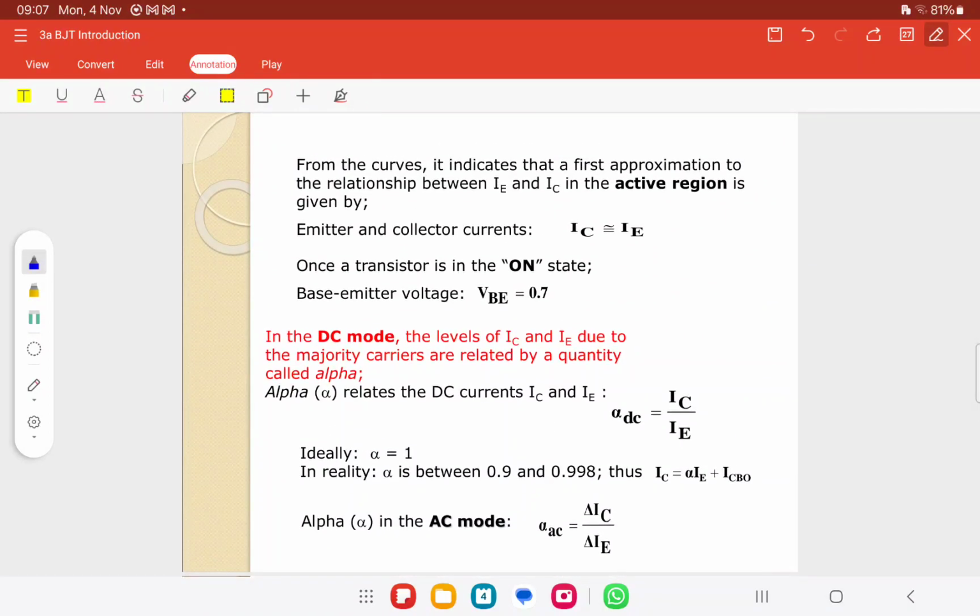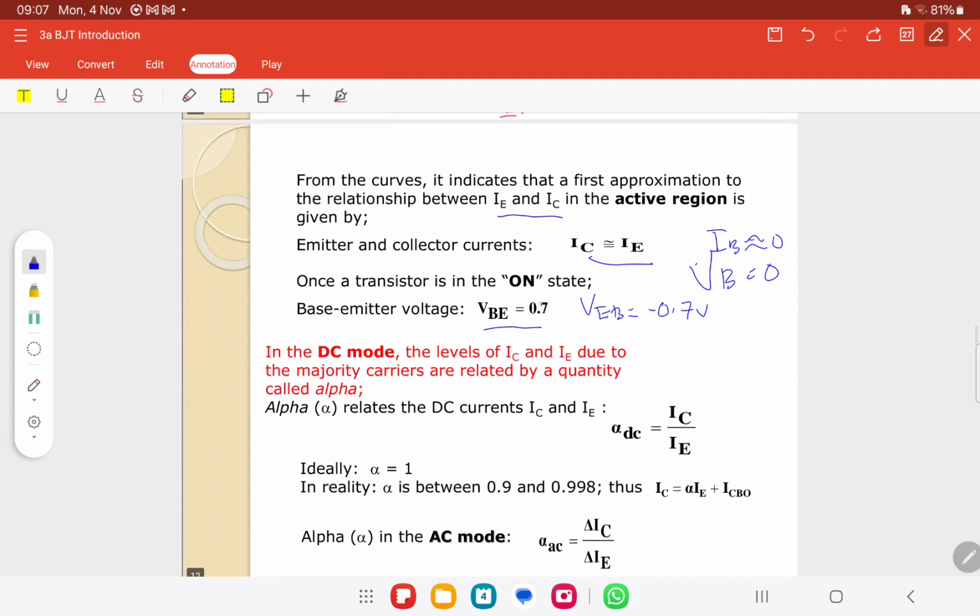Alright. So from the curve indicate that the first approximation relationship between IE and IC in the active region is, we have this one because IB is approximate to 0. Sebab base is goes to ground. VB is equals to 0. Tetapi we have this VBE value ataupun VEB equals to minus 0.7. This one will not be given for this value VBE. You need to know. Okay, dia tak bagi tahu dah ada value.